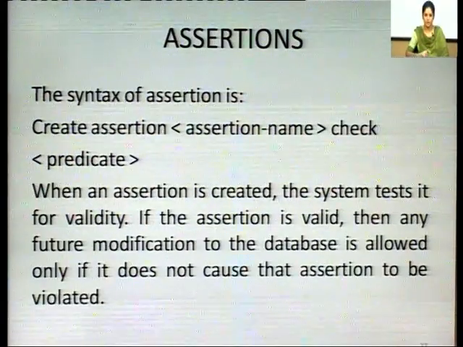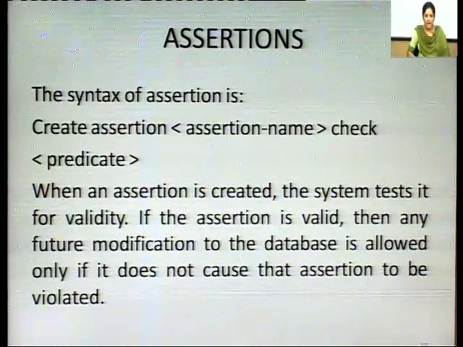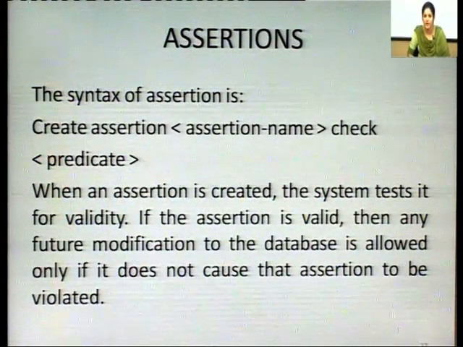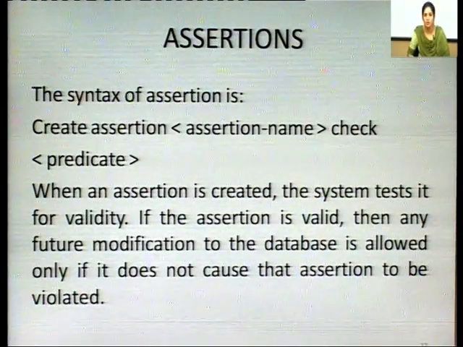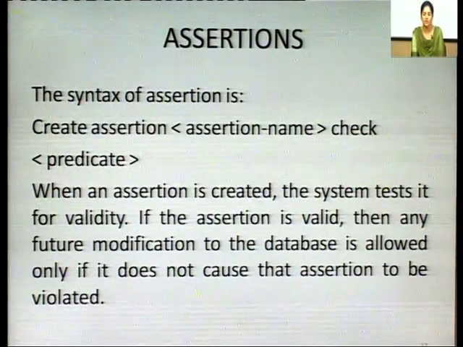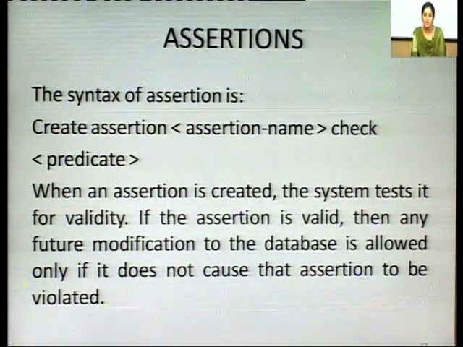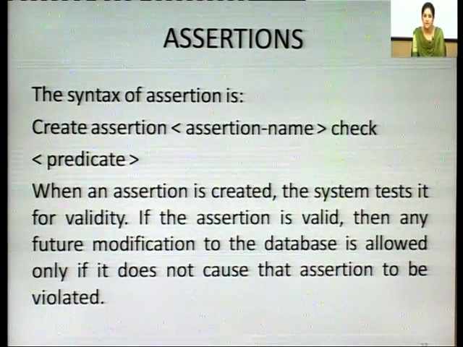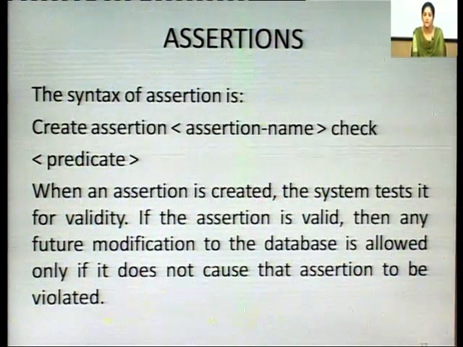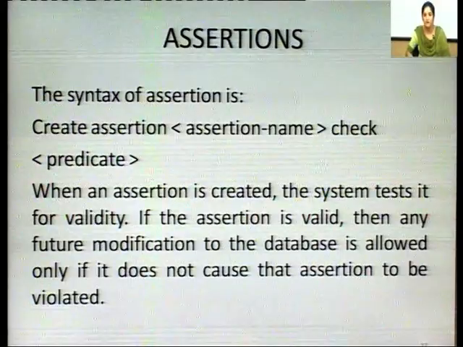The syntax of an assertion is: you write create assertion and specify the assertion name, then check, then you write the predicate. Predicate means the condition which is to be satisfied by the database. When an assertion is created, the system tests it for validity. Whenever you create an assertion, the system will test it for its validity. Validity means whether it is right or not.